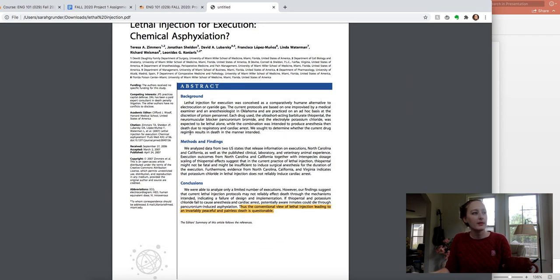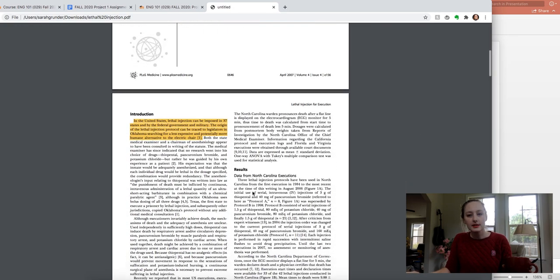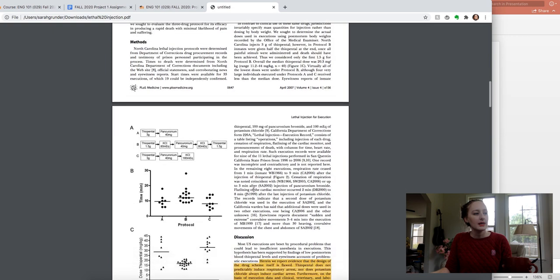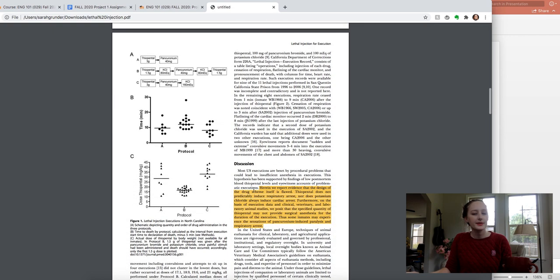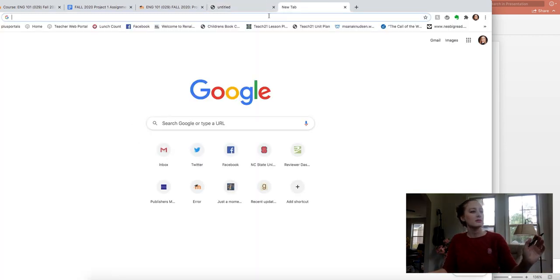You'll notice here in this journal, in the abstract, it breaks it down to background, methods and findings, conclusions. Also notice that this has headings. These articles have headings, and most of your popular articles, some do have headings, many do not. The paragraphs are much longer.